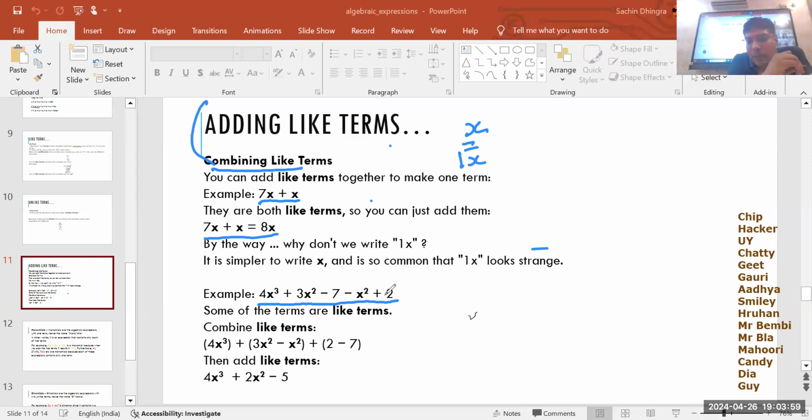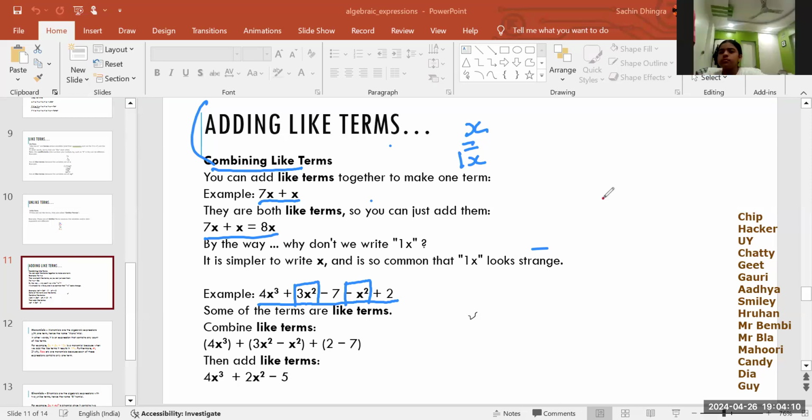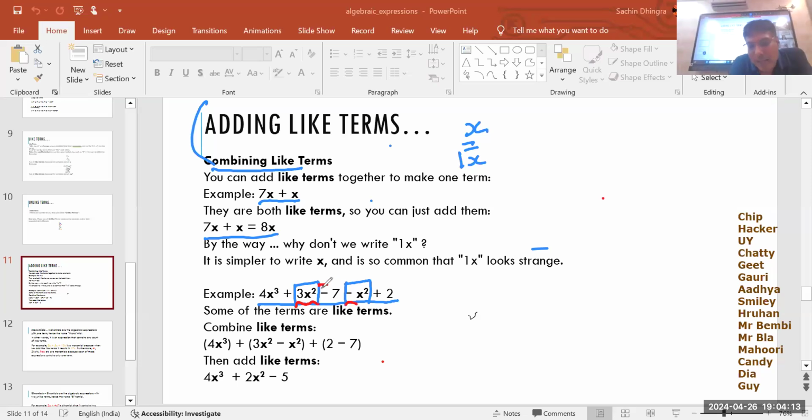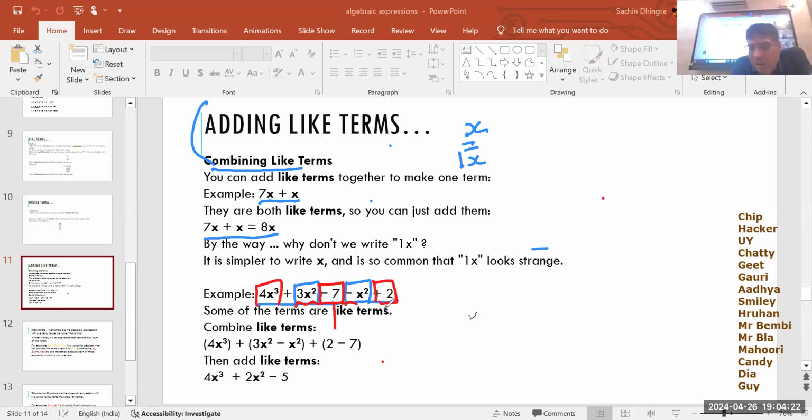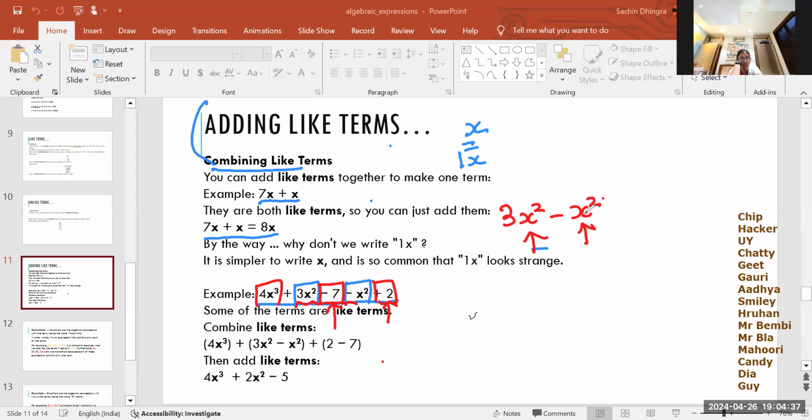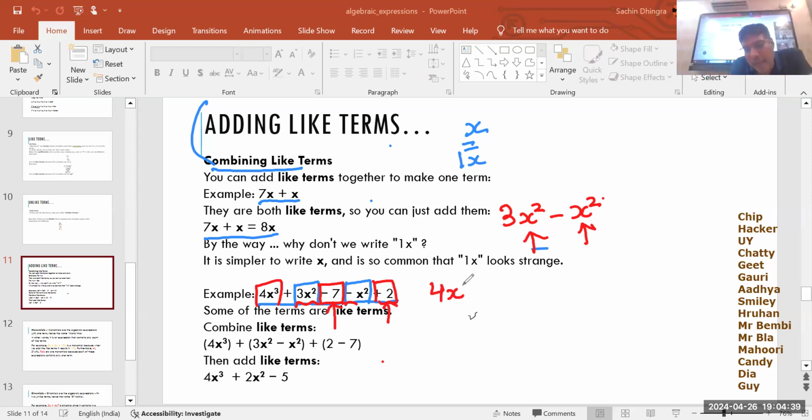Okay, now let's see. In this one, we will combine the like terms. Which are the like terms? 3x square and minus x square. Are they like or not? Yes, sir, they are like. And minus 7 and plus 2 are like. Sir, how are they like? Beta, because the power of constants is zero, like minus 7 and plus 2 are constants, they are numbers, so they are like. 3x square and minus x square are like because both have x square. Then my 4x cube is unlike, it will stay as it is.